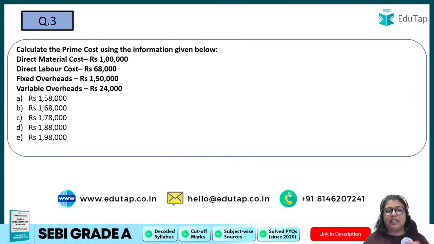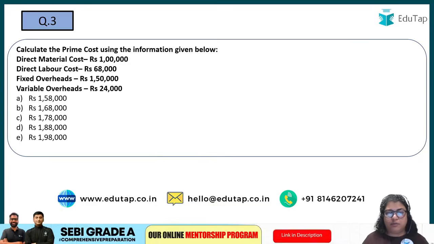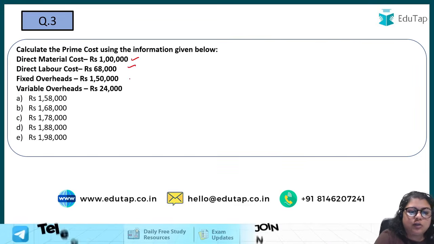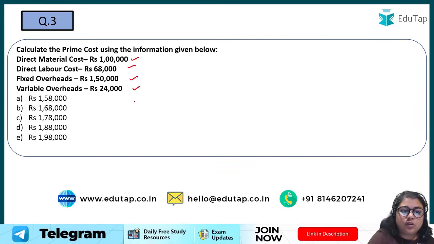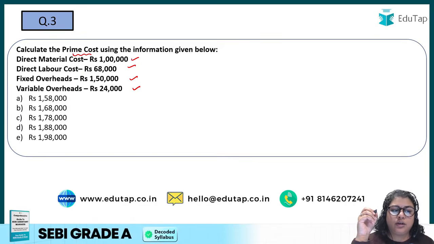Next, question number 3. Calculate the prime cost using the information given below. We have the direct material cost, labor cost, fixed overheads, variable overheads. So in the prime cost, we know that only the direct cost is included. The sum of the direct cost is the prime cost. So only the first two, that is the direct material cost and labor cost, will be included. Why not overheads? Because overheads are indirect cost.